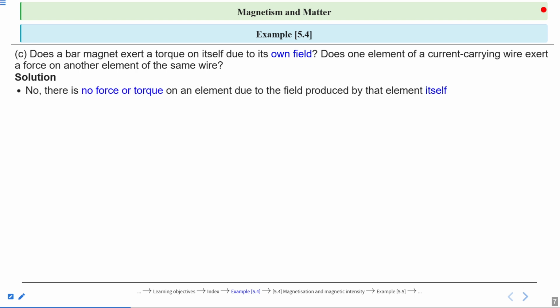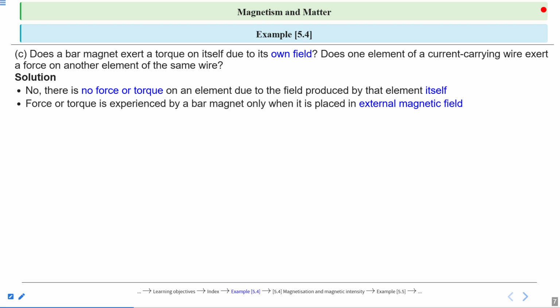No, there is no force or torque on an element due to the field produced by the element itself. Okay, it is not possible that there will be a force or torque on an element due to the field produced by that element only. So a bar magnet will not exert a torque on itself due to its own field. It will only experience torque due to the external field.